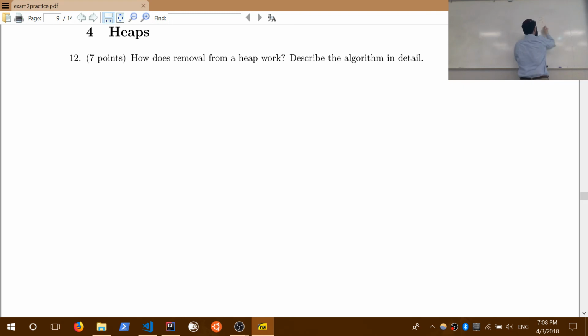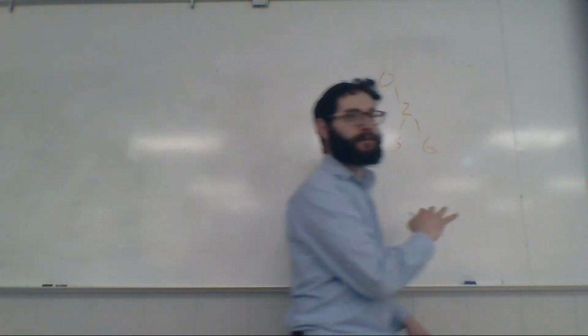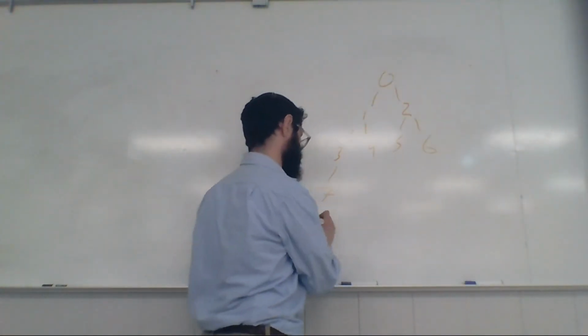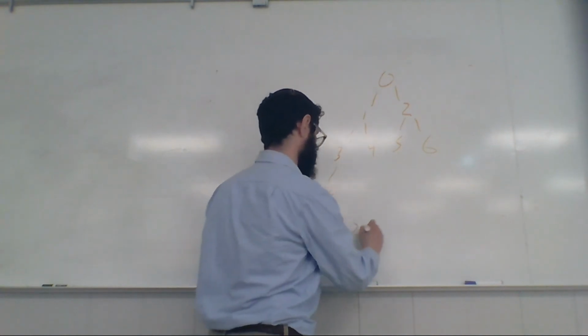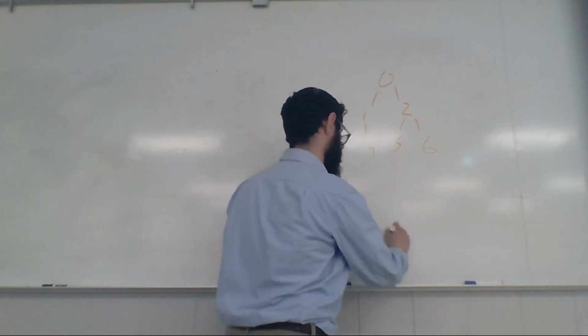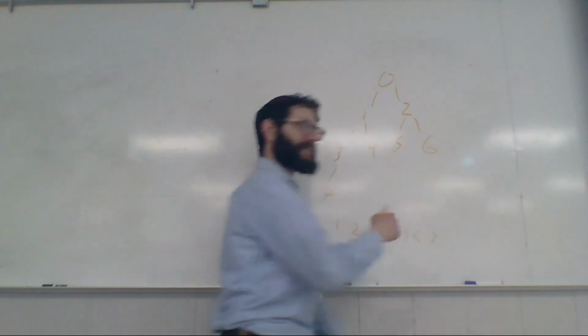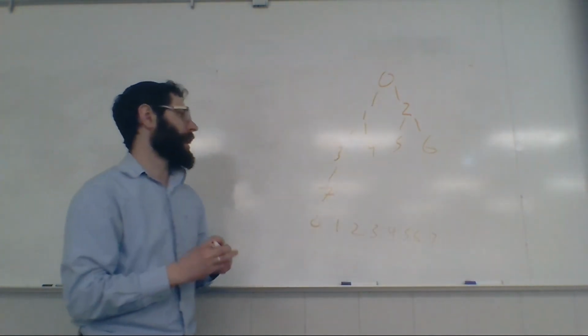Conveniently, this is a heap, remember? And that's just simply a tree representation of the underlying array, which looks like this: 0, 1, 2, 3, 4, 5, 6, 7, right? So when we delete an item from the heap, what do we do?